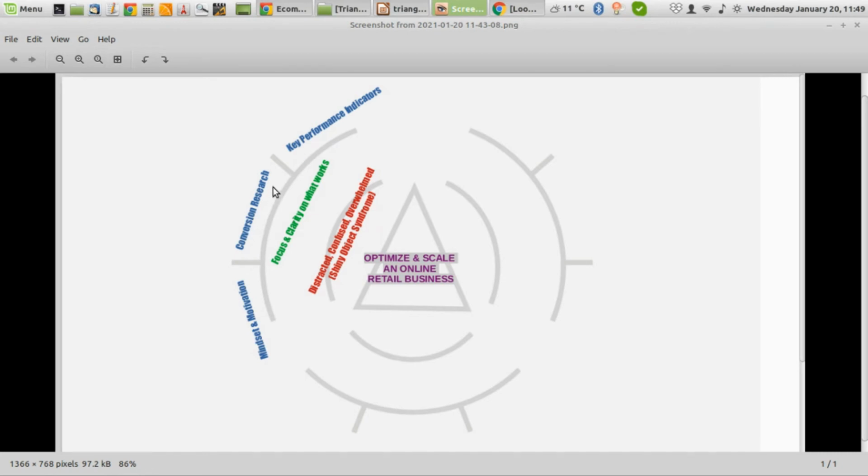Next one is conversion research. We want to find out, are there any roadblocks, any problems within the sales funnel, within the conversion funnel, on the store, in the marketing process that prevent people visiting your site, reading your newsletters, and so on and so forth, from converting into buyers. So we're diving really deep into that and trying to find out, is there anything there?